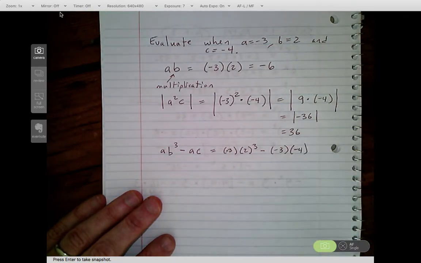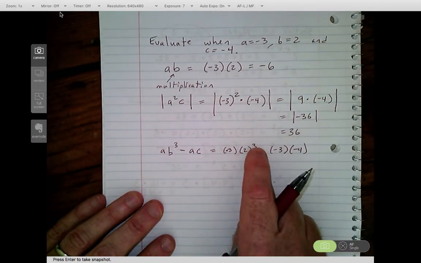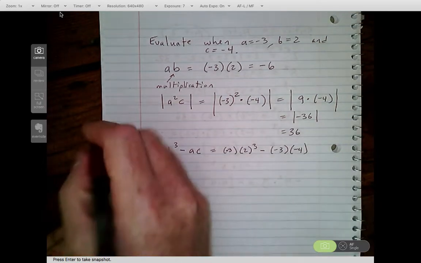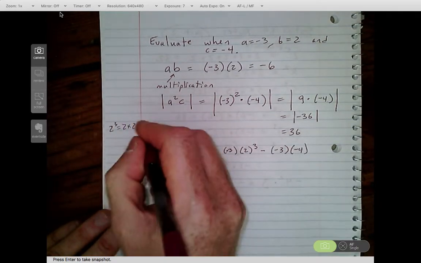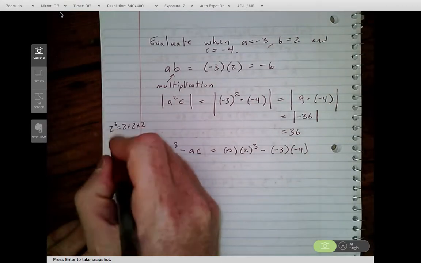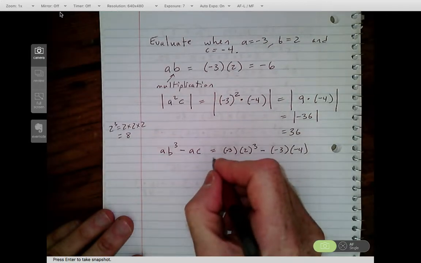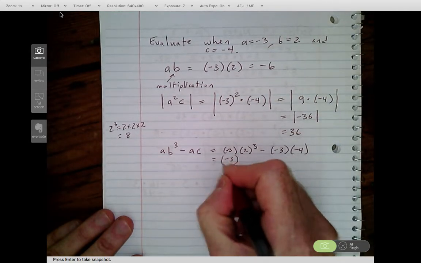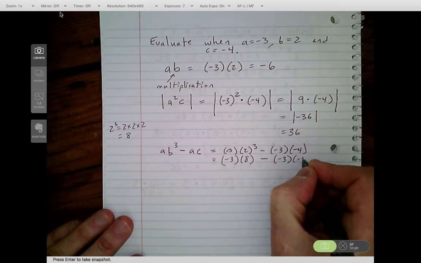Oh boy. So if you remember your order of operations, what we need to do first here is this exponent. Okay, 2 to the third power, I'll write that over here, 2 to the third, 2 times 2 times 2. Okay, 2 times 2 times 2 is 2 times 2 is 4 times 2 is 8. So this is going to be -3 times 8 minus -3 times -4.